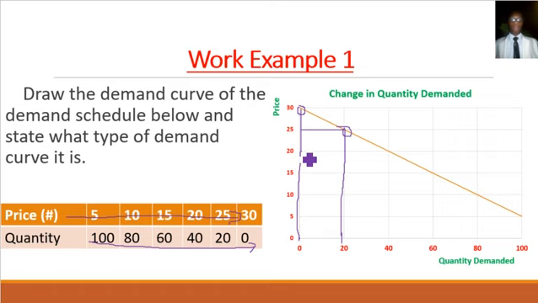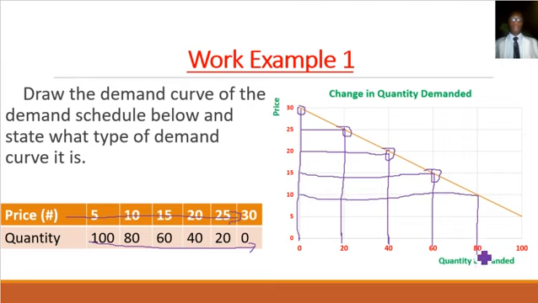Then at 20 naira, you demand 40 units. Then at 15 naira, you demand 60 units. Then at 10 naira, you demand 80 units. Lastly, at 5 naira, you demand 100 units. You have to use a straight line to join these coordinates together to give you your demand curve, which will fall from left to right, which is how a demand curve is described.